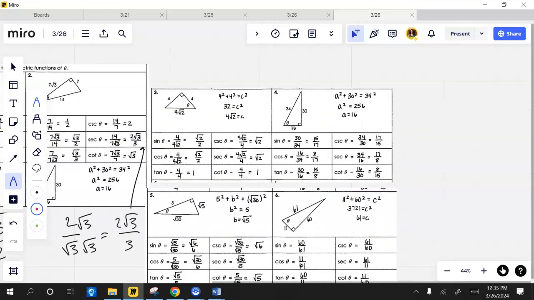Just kidding here. All right, did you get the right C? That's my first question. Because that's probably why you're messed up if you didn't. All right, so you got leg, leg, hypotenuse, right? So 4 squared plus 4 squared equals C squared.